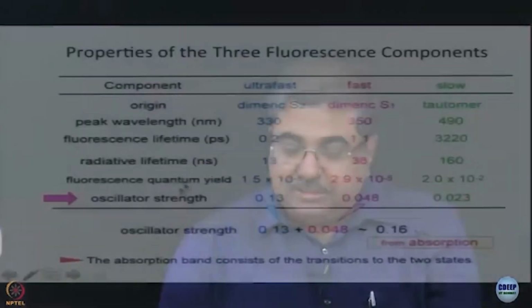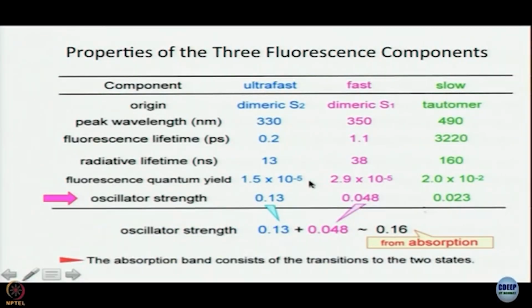Okay. And the associated quantum yields, you know how to calculate them, A_i tau_i divided by sum over i A_i tau_i. For the ultra-fast component, it is 1.5 into 10 to the power minus 5, really very small. Fast component 2.9 into 10 to the power minus 5, marginally better. Slow component 2 into 10 to the power minus 2. Now, 2 into 10 to the power minus 2 may not seem attractive for somebody who is looking for a brightly fluorescent molecule, but then compared to 10 to the power minus 5, 10 to the power minus 2 is 1000 times more. Yeah. All right.